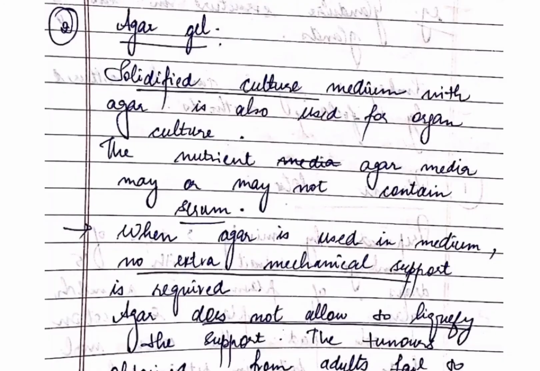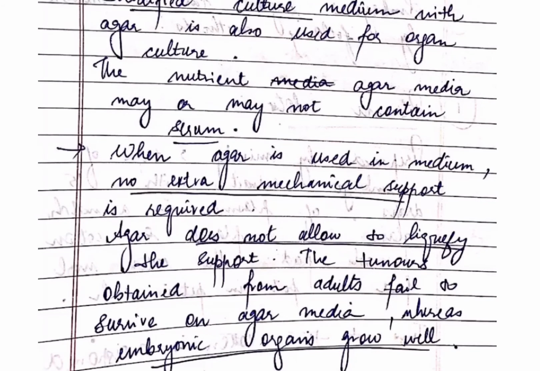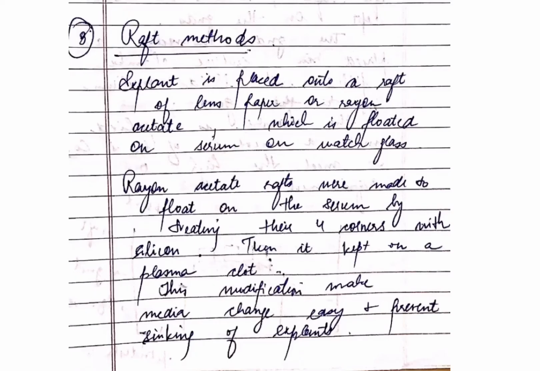The medium used in this method is composed of salt solution, serum, as well as embryo extract. In this, the explant has to be subcultured every 5 to 7 days. It is used to study the development of normal organs and tumors. When agar is used as the medium, no extra mechanical support is needed, and it does not liquefy the support. This is the diagram for the agar gel method, in which the explant is kept over the agar gel on the watch glass, and the ratio of the medium components is 7:3:3.